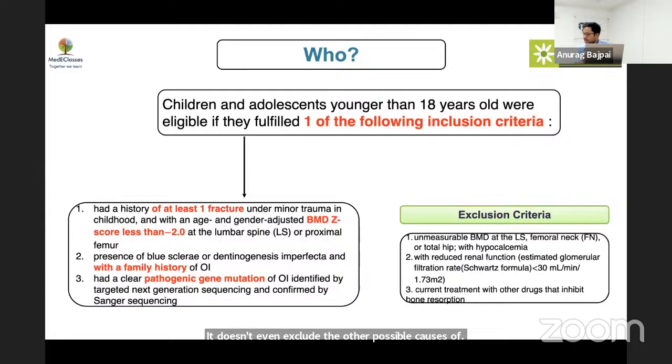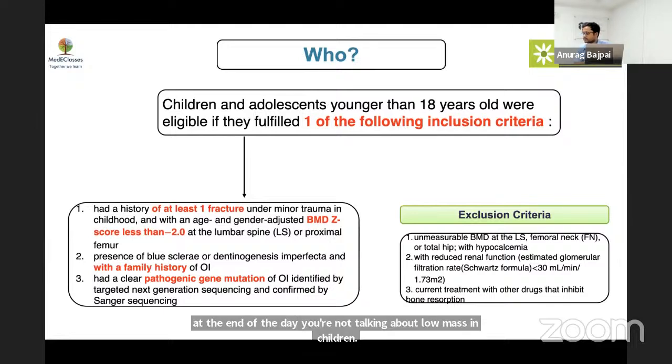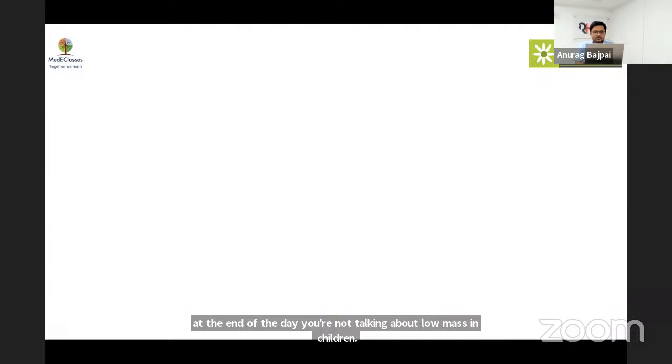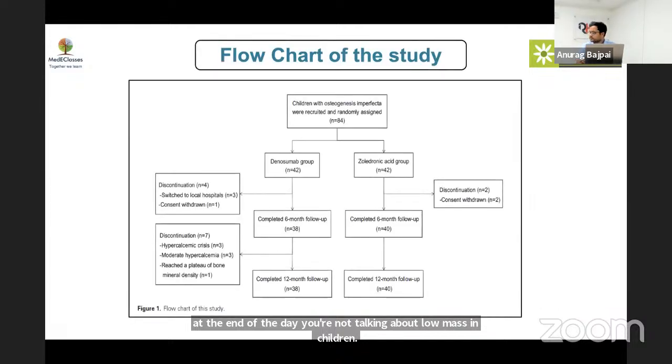So when you look at the article, you have to look at what the issues are. How did they define OI? At the end of the day, you're not talking about low bone mass in children. You're talking about osteogenesis imperfecta as a specific trial. So that becomes important. Now, because of 2 and 3, you can say 1 plus 2 or 3. Yes, sir. So that will become easier.